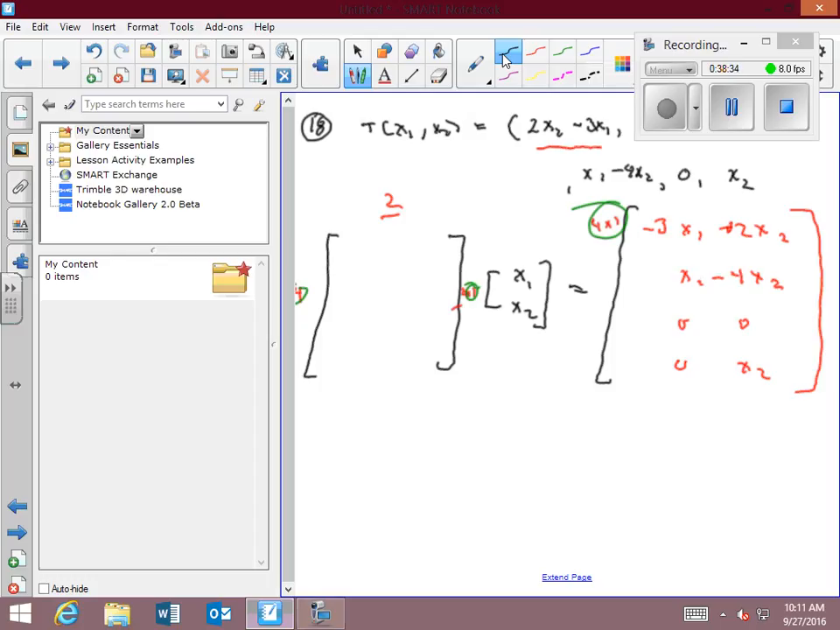So that says this has to be minus 3 and 2, this has got to be 1 and minus 4, this has got to be 0 and 0, and this has got to be 0 and 1. That's why you want to be sure to write this the right way, because if you try to go backwards and write it 2 by 2, minus 3 by 1, you might flip them. So it gives you that matrix over there.